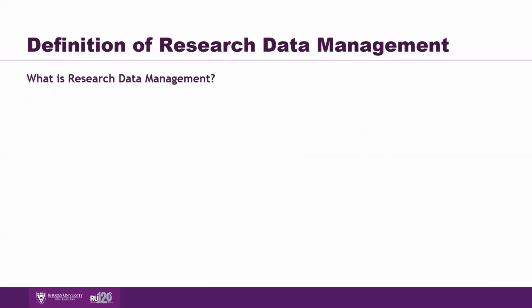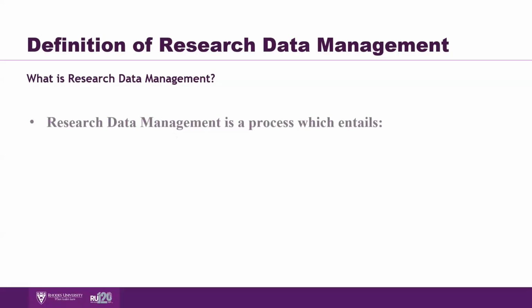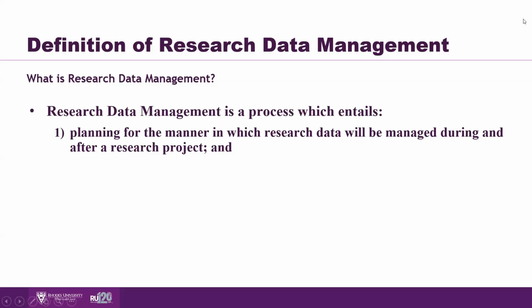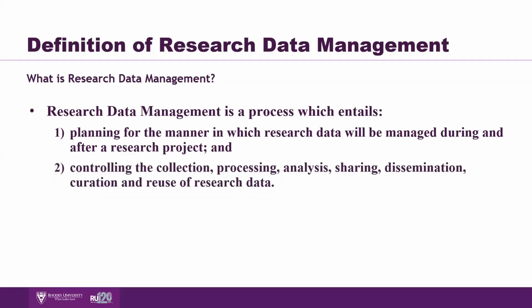Now, from the definition of research data, you then arrive at the definition of research data management. Research data management has been defined as a process which entails two things: planning for the manner in which research data will be managed during and after a research project, and secondly, controlling the collection, processing, analysis, sharing, dissemination, curation, and reuse of research data.